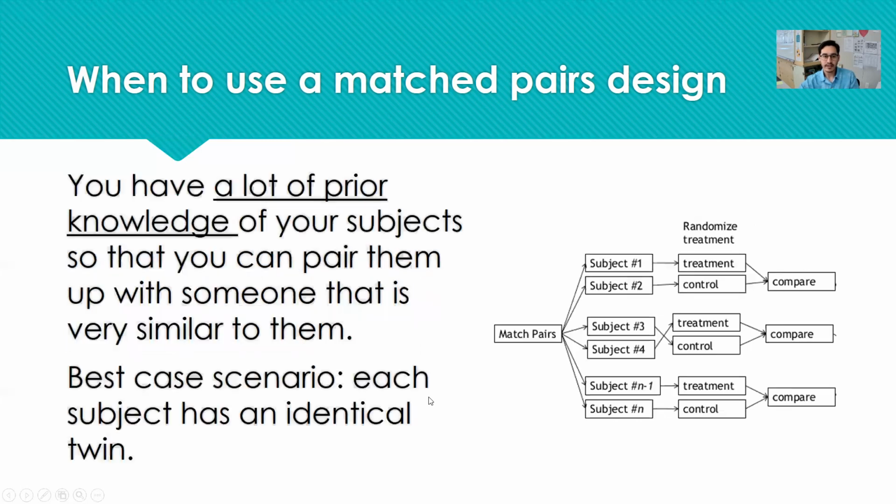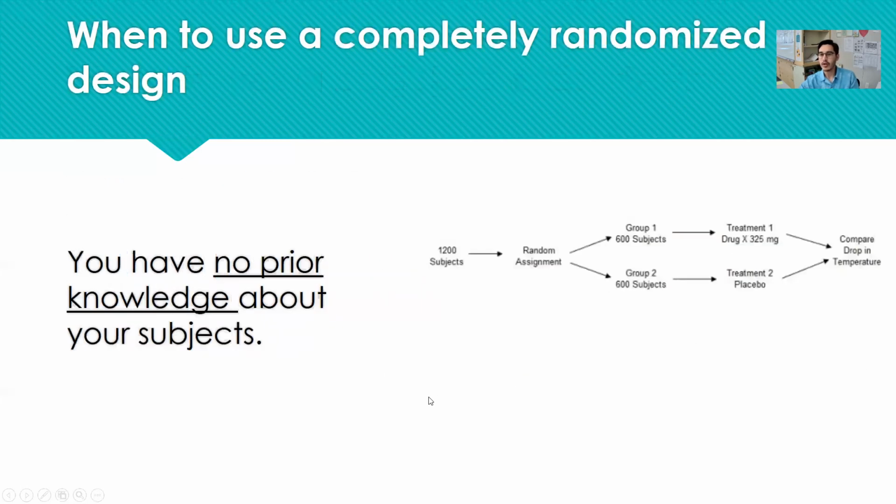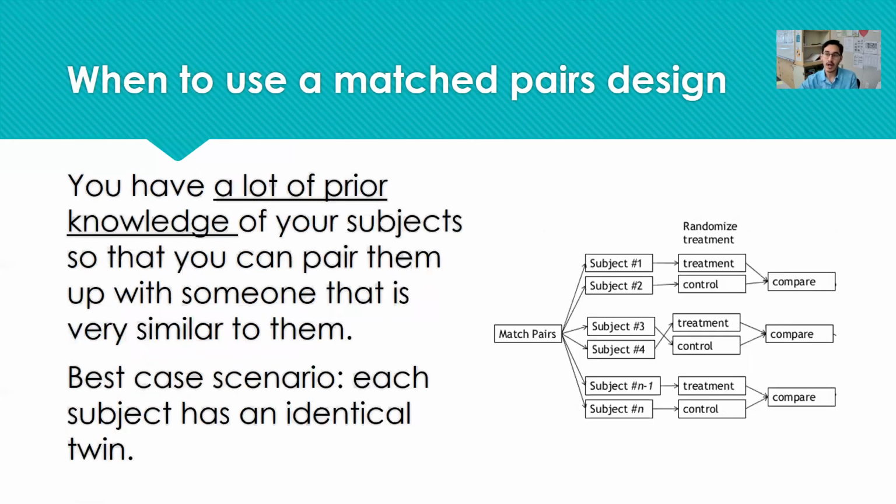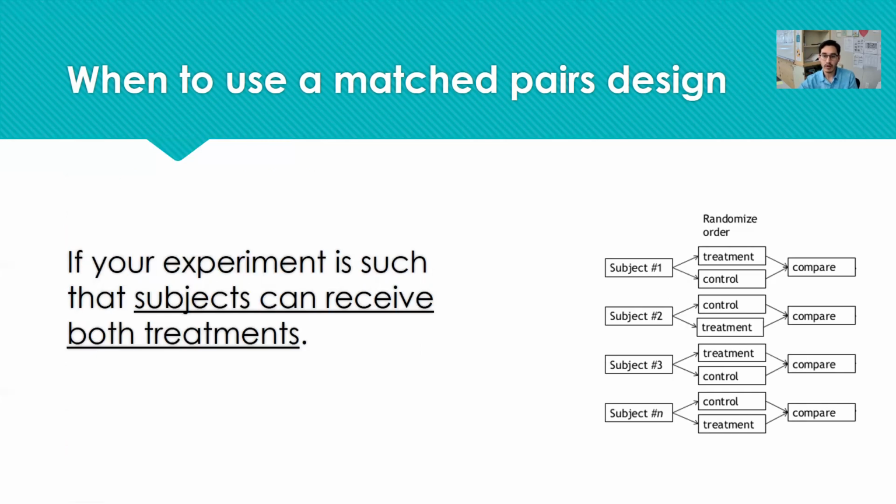So kind of the general trend is, it's really about what do you know about your subjects? If you know nothing about them, then just do a completely randomized design. If you know a little bit about them, right, then that information you have, you can use that to create the blocks or create the subgroups. And if you know a lot about them, then you can pair them up with someone who's similar, or in this case, pair them up with themselves.